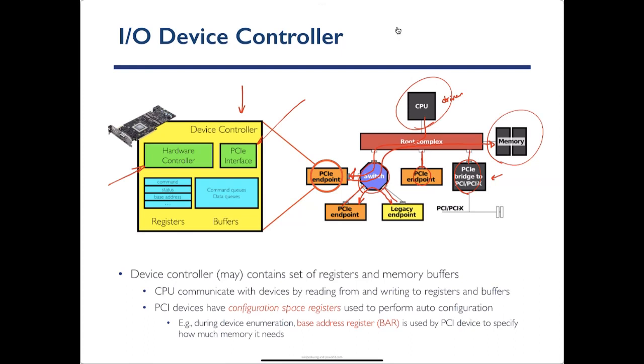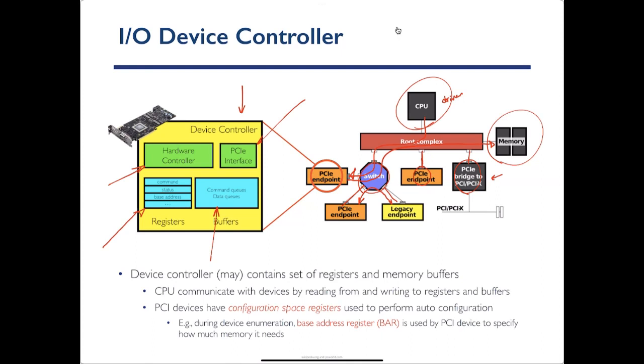Your device, the way to communicate with your device is through control registers. So there are a bunch of registers that are visible to the CPU and to the system, and these are usually used to send commands or read the status of your device, right? There could be many different registers depending on what the device does. And sometimes you see command or data queue buffers.